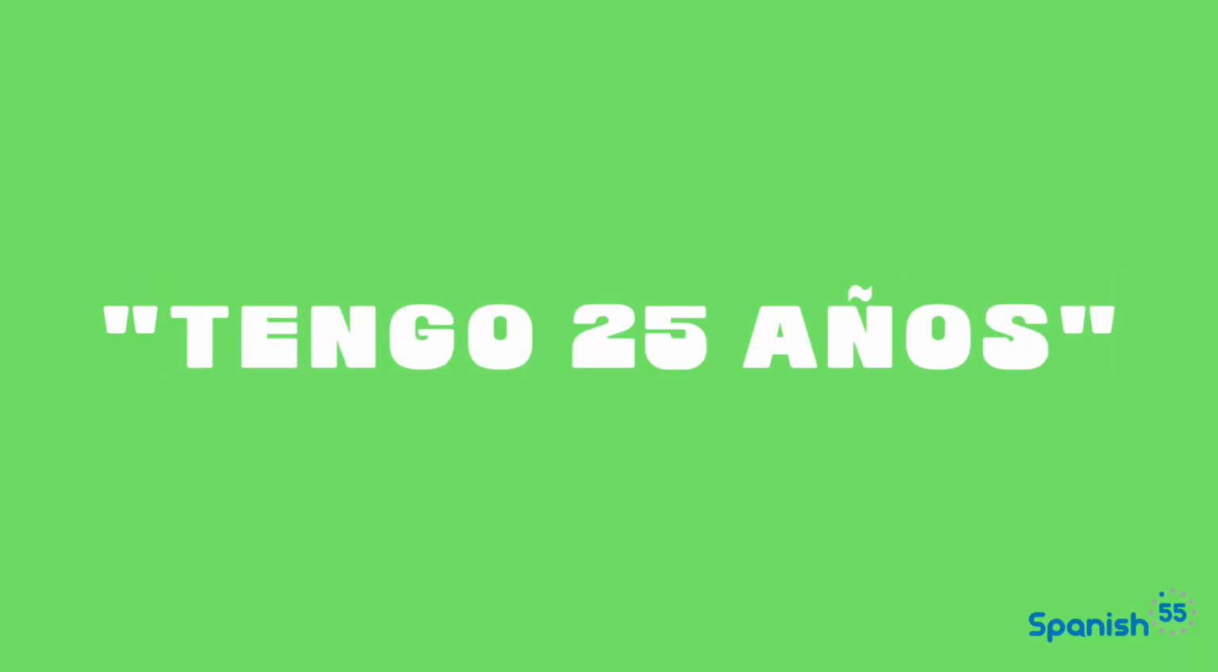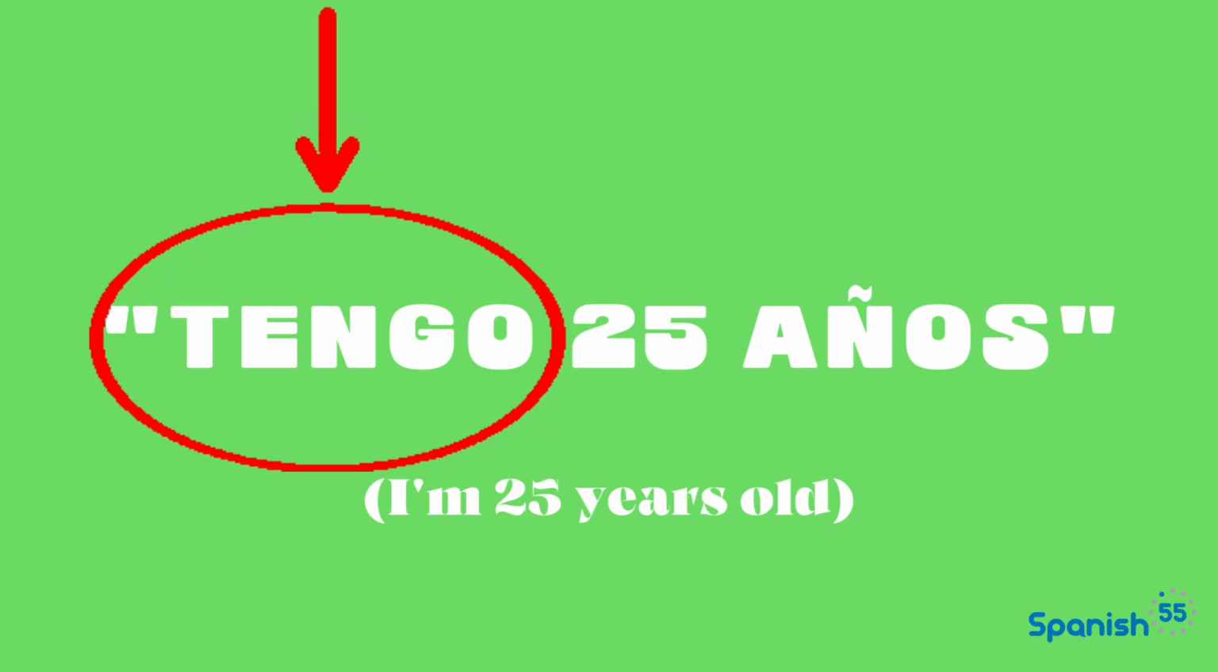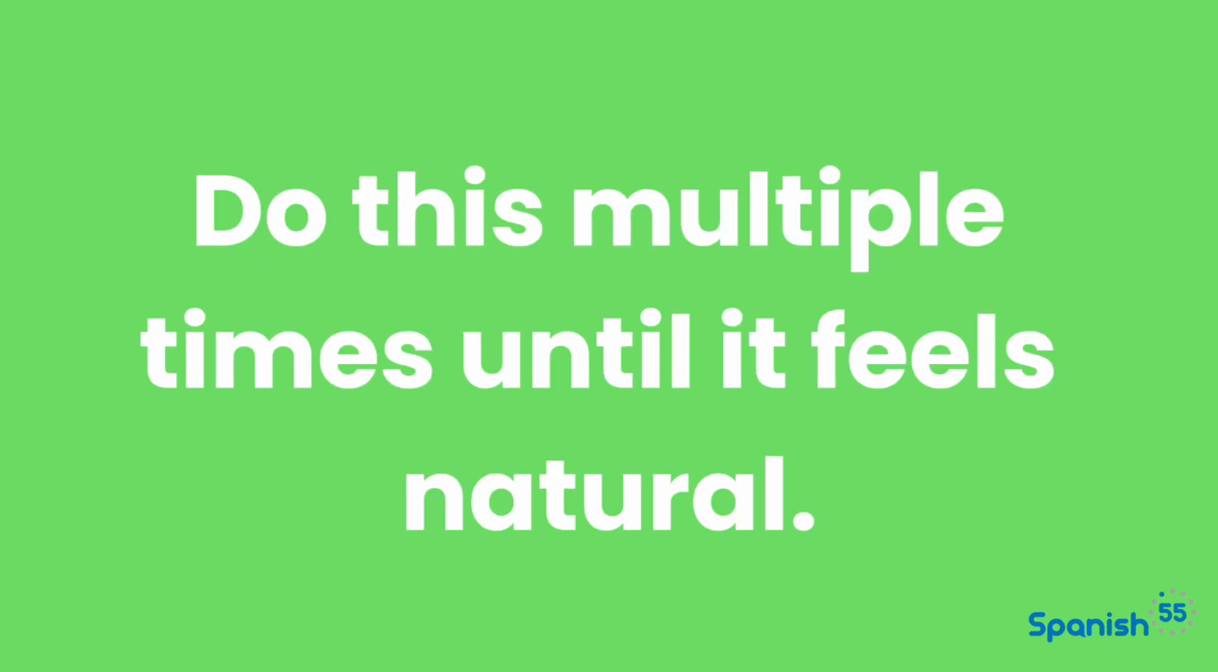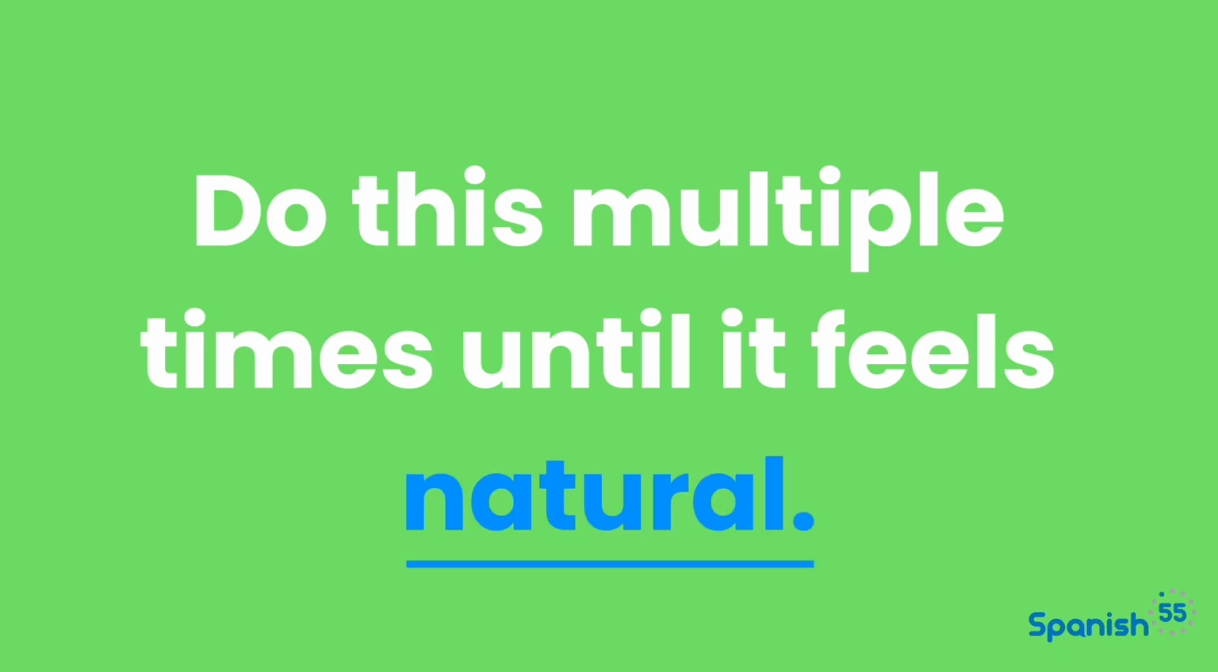Number three, practice, practice, practice. Once you know what the mistake is, focus on practicing the correct form. Say it over and over and don't be afraid to make mistakes in the process. It's all about repetition, and eventually your brain will lock in the right version of it. Try saying, tengo 25 años. I'm 25 years old. But you're going to do this multiple times until it feels natural to you.